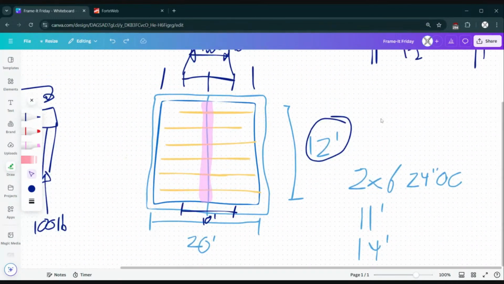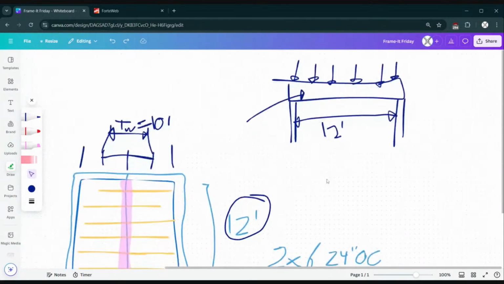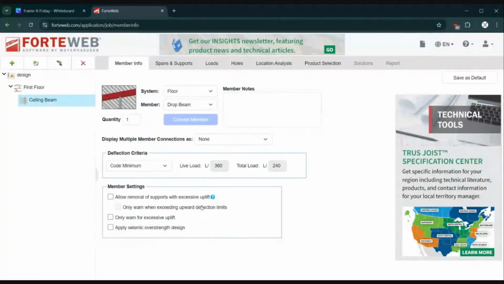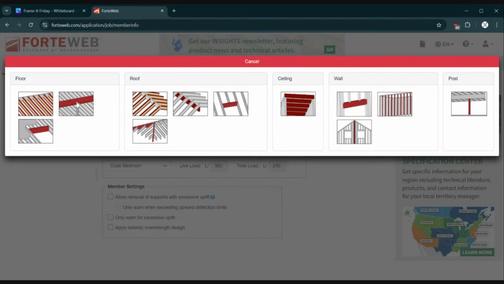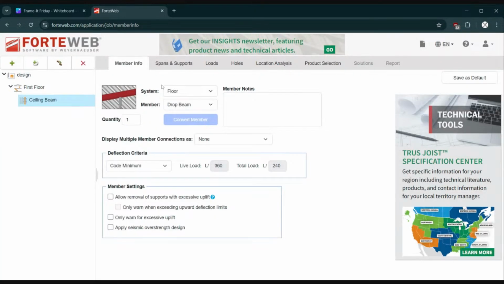Here's the situation. We'll reference this if we need to, but here's what we're going to do. We're going to go over here and take a look. First thing you got to see is in the first floor, I have the ceiling beam. I created a new object and said I want it to be this ceiling beam right here. Now it's in the floor system. It's a drop beam. Positioning kind of matters, kind of doesn't. You can type in some notes.